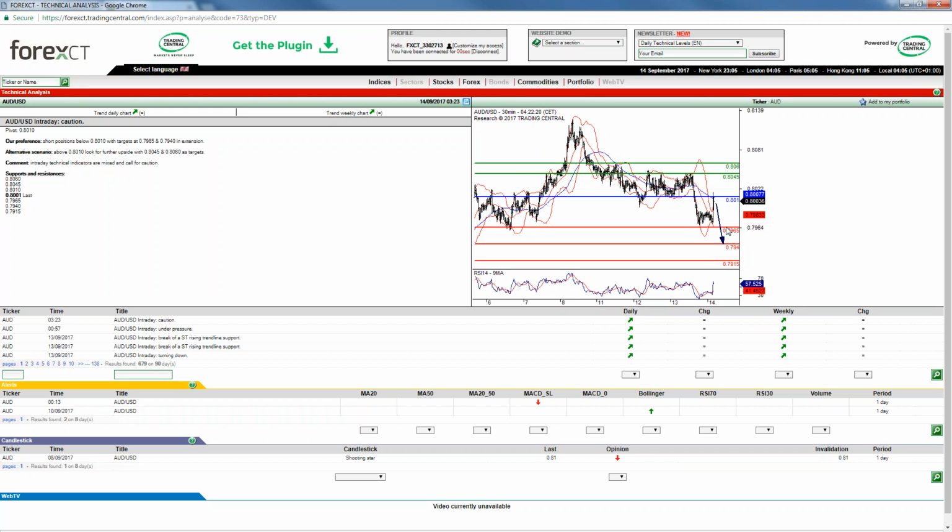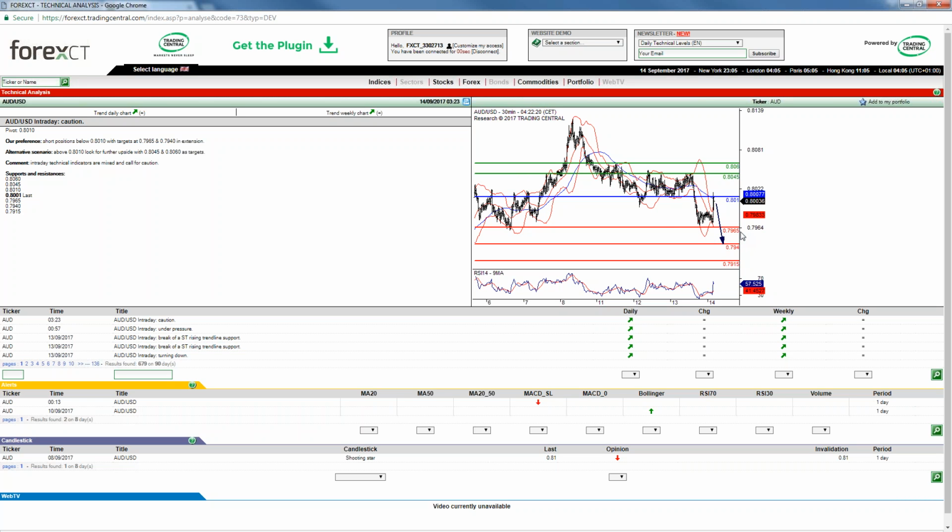What we then do on this pair is we have a look at the arrow direction, dictating which way we should actually approach the market. If the arrow is pointing down, then we sell, and if the arrow is pointing up, we buy. So the arrow pointing down in the AUD USD signifies that we should contemplate having a sell option in the market.